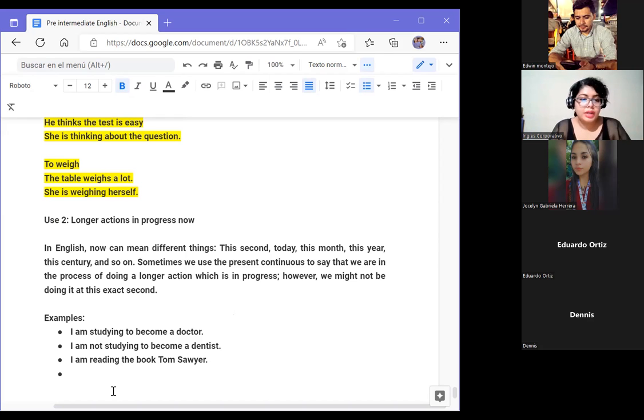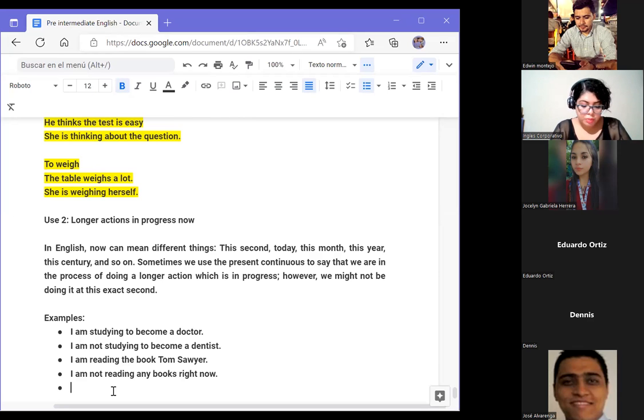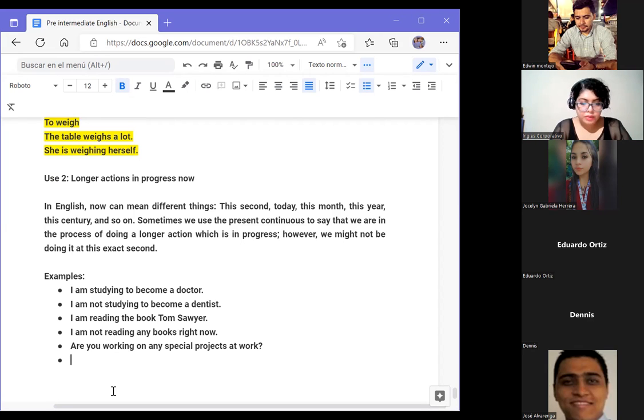Then I'm not reading any books right now. I want to read some books, but I don't have any time. That is something complicated. Are you working on any special projects at work? And the last one, aren't you teaching at the university now?